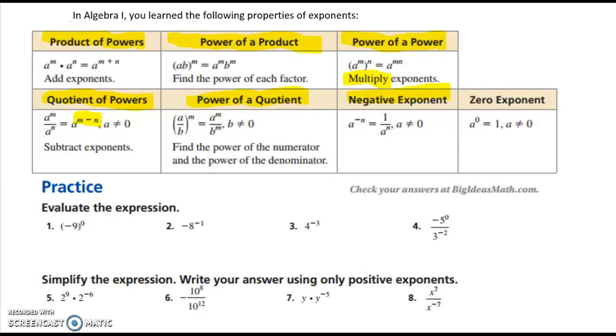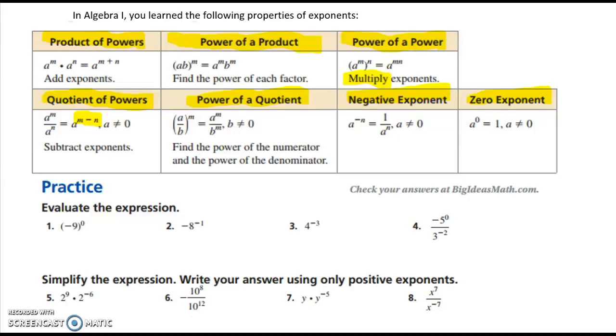Negative exponent, we talked a little bit in the last section. If it's negative, bring it to the bottom and it becomes positive. And if it's already in the bottom, you could bring it to the top and make the exponent positive. And then the zero exponent, anything to the zero power is 1.